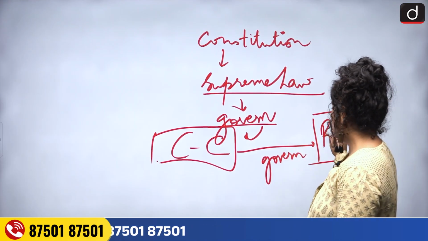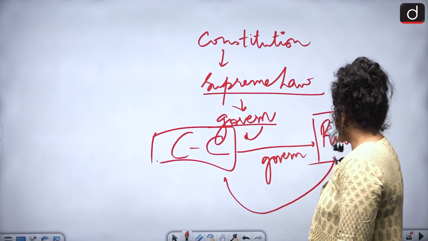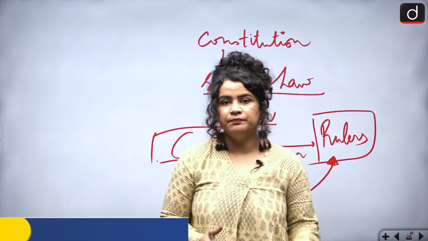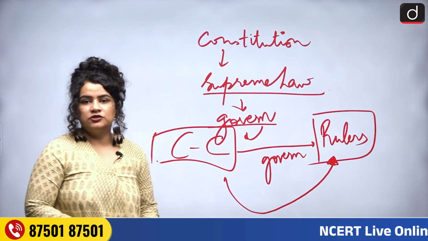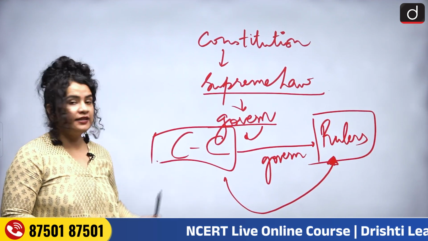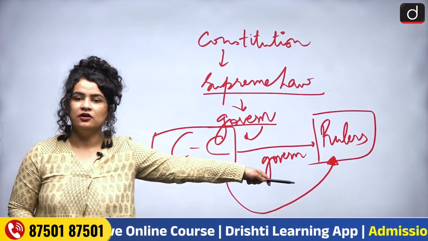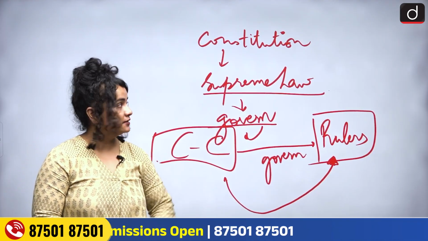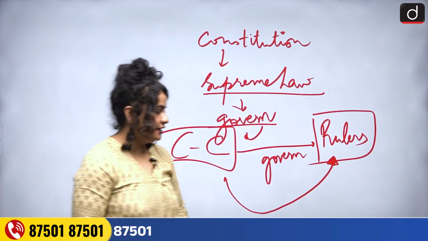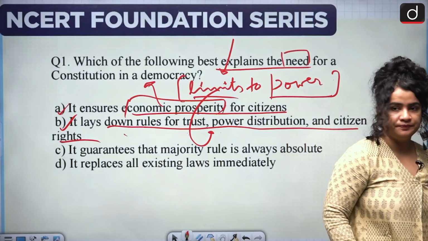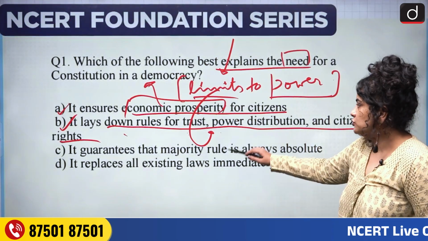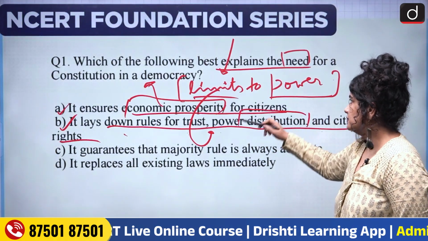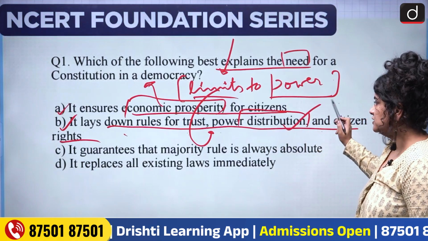So let's talk about fundamental rights. The biggest check on the rulers and the biggest example of the supreme law of a nation governing that relationship between the citizens and the rulers. The state cannot be tyrannical thanks to the constitution. All right. So if we move back to our question, it lays down rules for trust, power distribution, and citizen rights. Yes, this explains the need for a constitution.